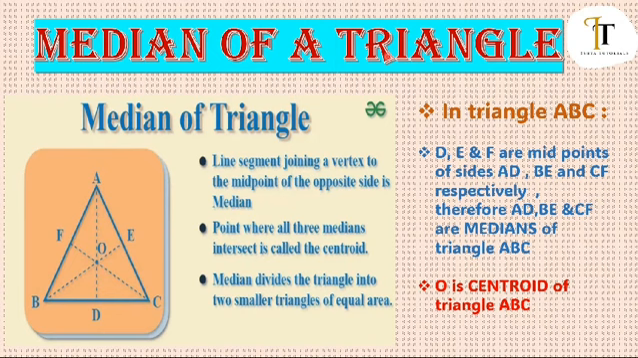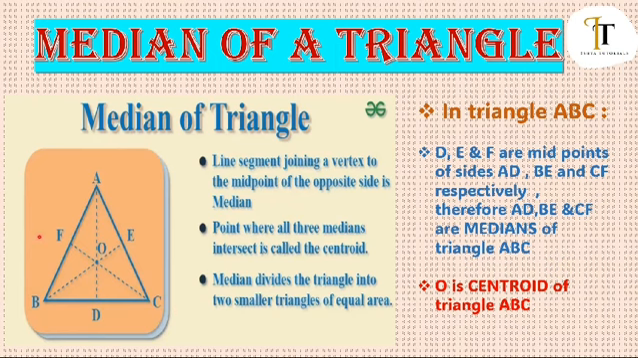A triangle? Students, simply, a median is a line which divides the opposite side into two equal parts. Let's see in the figure. Here you can see AD is a median. Therefore, we can say that BD is equal to DC because it divides the line into two equal parts.